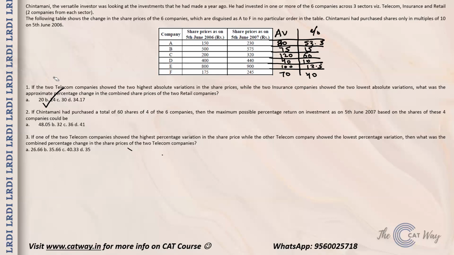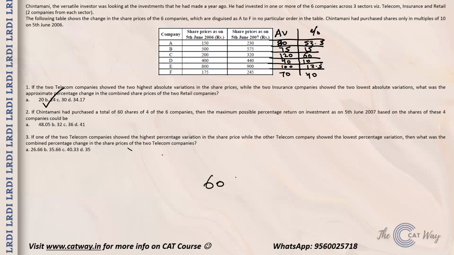Now you see that Chintamani has purchased 60 shares across 4 companies. And you have to make it the maximum possible return. Now, guys, this would be possible when you purchase 30 shares of the company which has the maximum percentage growth, and the remaining 3 companies would be the next 3 top companies. Okay, because you have to maximize, right? And you know that for every company the number of shares that he bought is a multiple of 10.